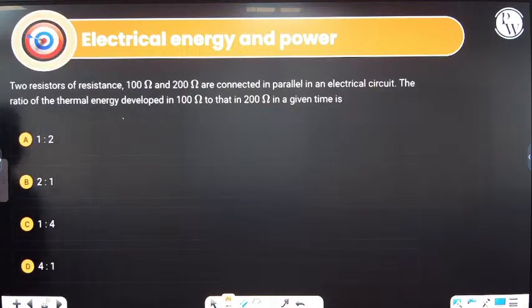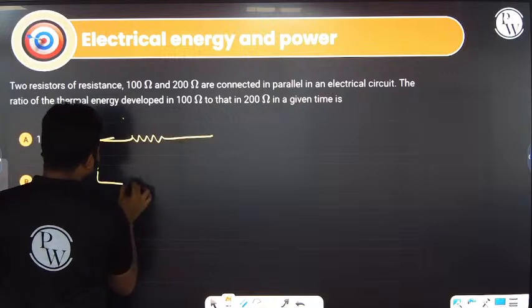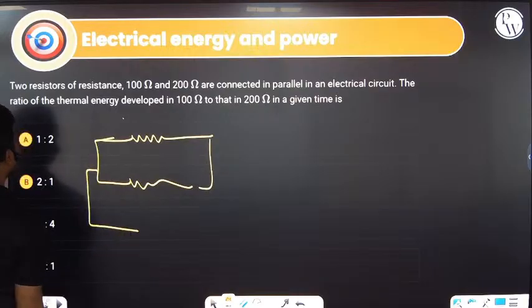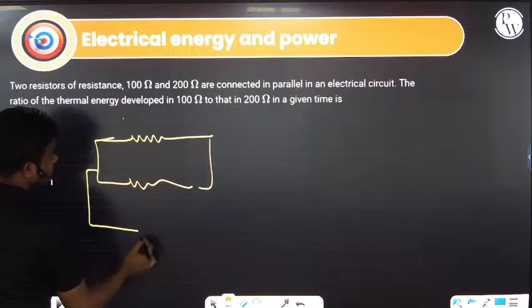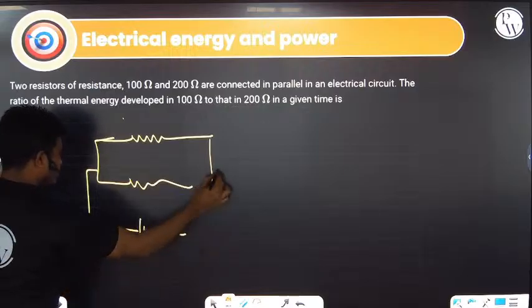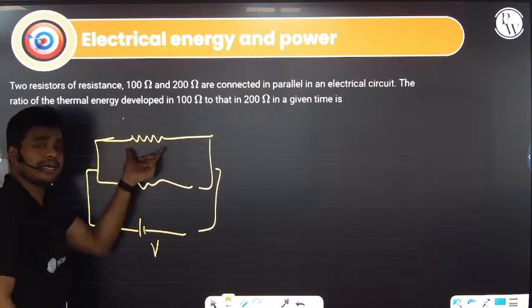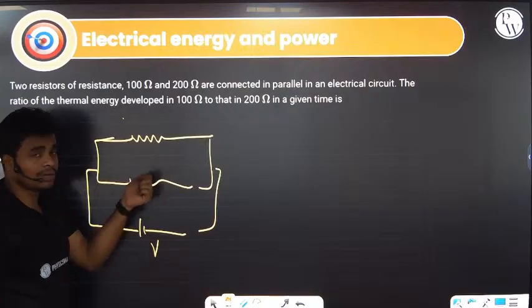Two resistors of resistance 100 ohm and 200 ohm are connected in parallel in an electrical circuit. The ratio of thermal energy developed in 100 ohm to 200 ohm will be given by? So one resistance is this one and the second resistance is this one, connected in parallel. Let's say it is connected to voltage source V, and both are in parallel combination. So both will have the same potential difference, because in parallel combination they have the same potential difference.